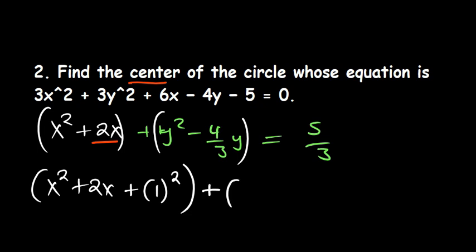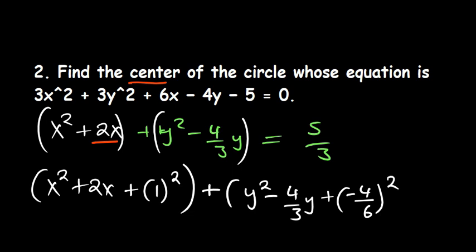Plus, now we have y squared minus 4 over 3. So what's the half of 4 over 3? For you to determine the half, just multiply by half. That's going to be 4 over 6. Now the fact that it's negative, it's going to be negative 4 over 6 squared. To make things easier for ourselves, we can divide by 2 there.